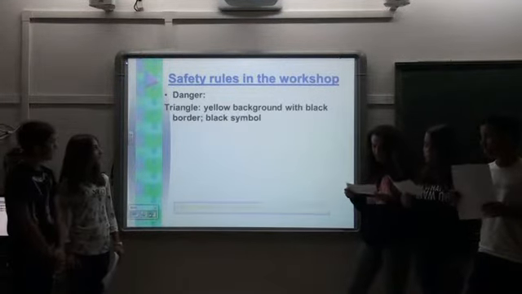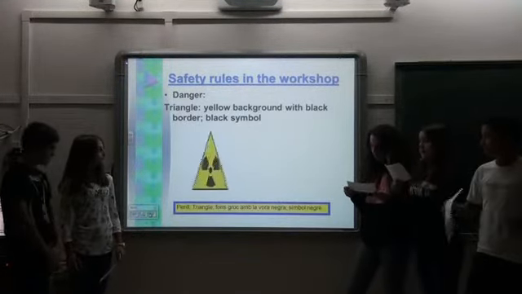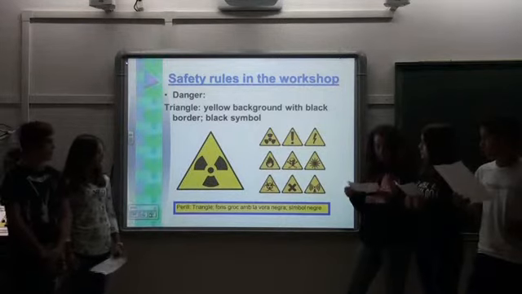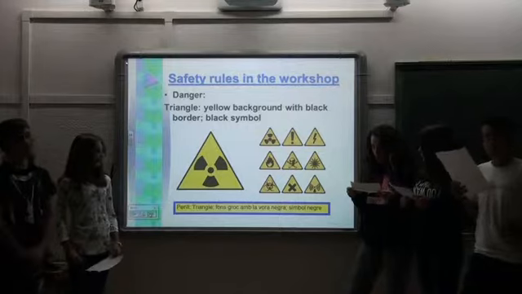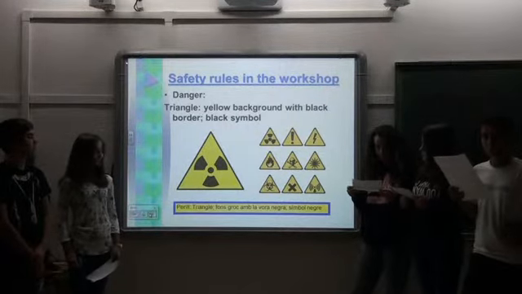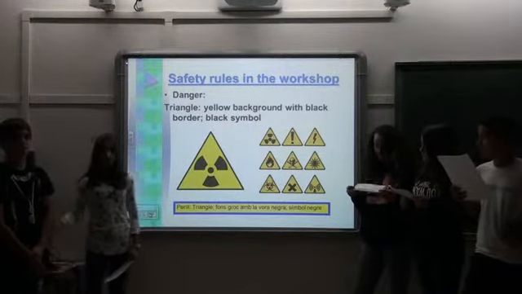The danger sign is a yellow triangle with a black border and a black symbol. In the example, there is the symbol of poison and it explains that it's dangerous, and a lot more examples of danger signs.